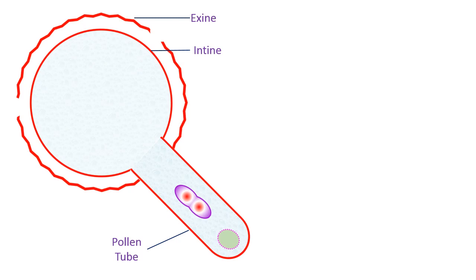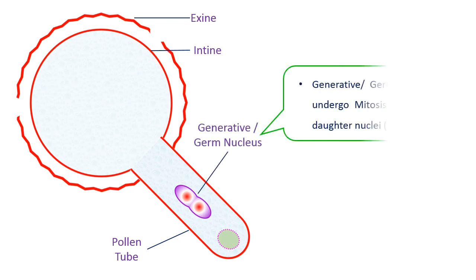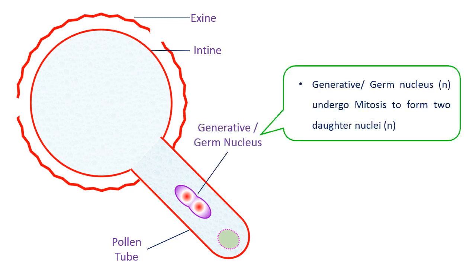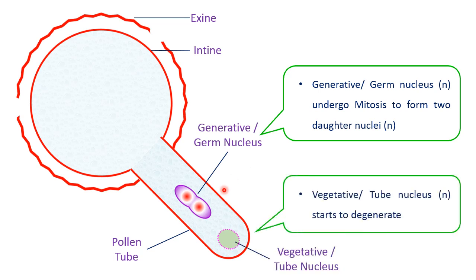Pollen tube further extends into the style, and here now the generative nucleus undergoes mitosis. It is originally haploid, and through mitosis it will divide to form two daughter nuclei which are also haploid. Here, the vegetative nucleus starts to degenerate.